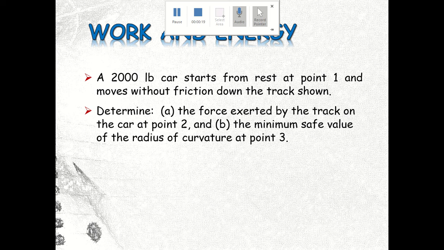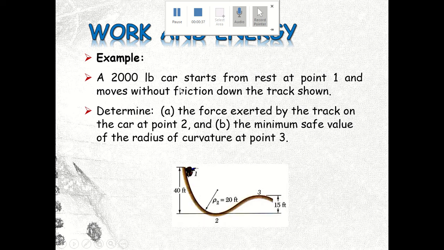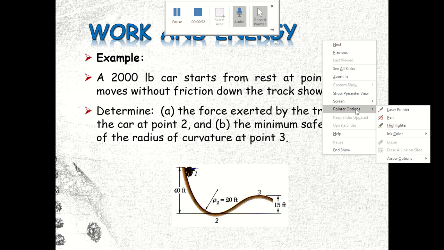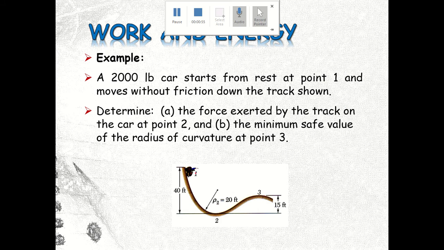A 2,000 pound car starts from rest at point 1, as you can see in this picture. Here is the illustration. A 2,000 pound car starts from rest at point 1, this point here, and moves without friction, as you can see from the orientation of the car. So naturally there would be no friction in this position.